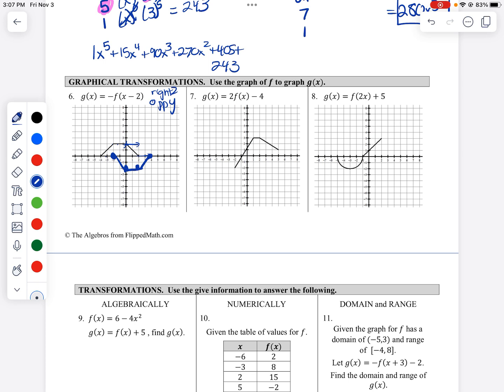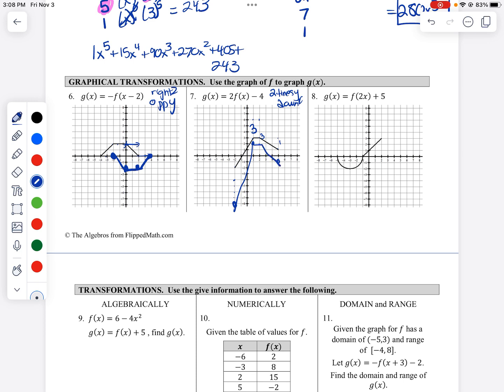So what is this next one? 2 times y, and then down 4. So our y value is negative 2, so times 2 is negative 4, and down 4. This one is a height of 3, so times 2 it's 6, and down 4. This one is another height of 3, so times 2 is 6, and down 4. And this one is a height of 1, times 2 is 2, and down 4 would make it negative 2.